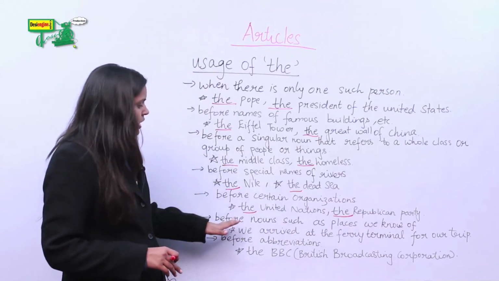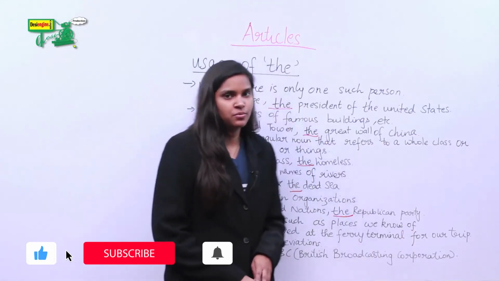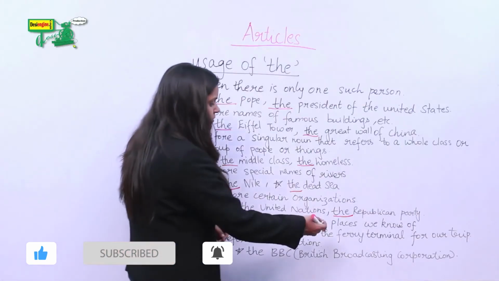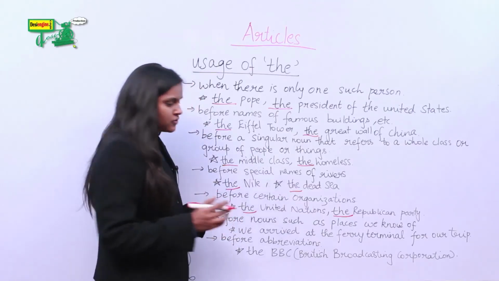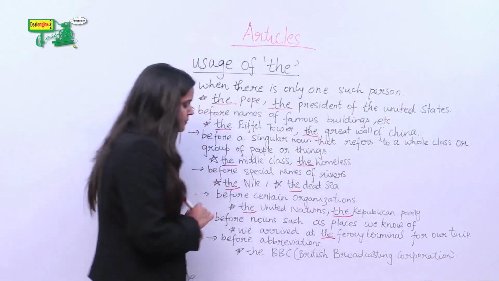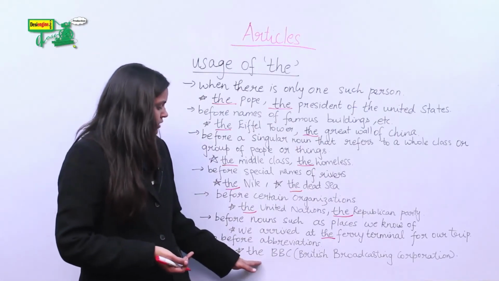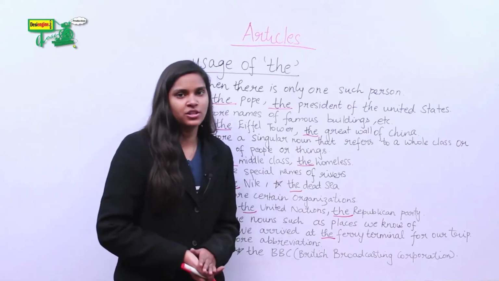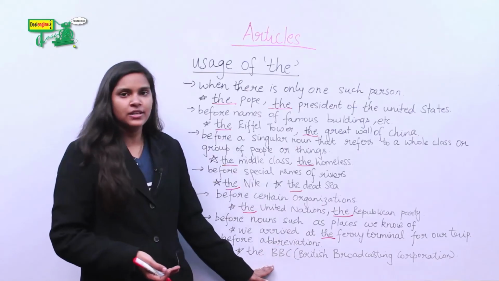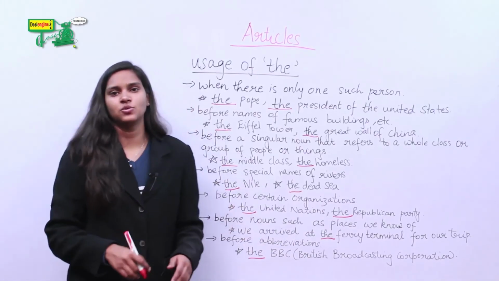Before nouns such as places we know of. For example, we arrived at the ferry terminal for our trip. Here, there is a familiarity with the ferry terminal, therefore usage of the article the. Before abbreviations, the BBC. BBC means British Broadcasting Corporation. Therefore, in front of abbreviations, the article the is used.